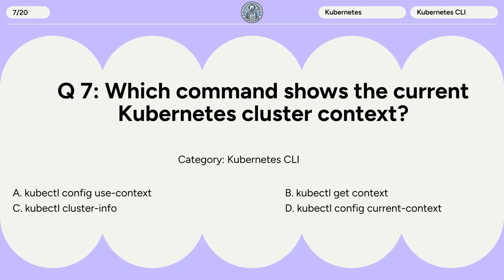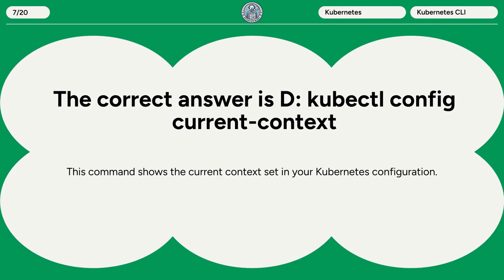Question 7. Which command shows the current Kubernetes cluster context? A. kubectl config use-context. B. kubectl get context. C. kubectl cluster-info. D. kubectl config current-context. The correct answer is D. kubectl config current-context. This command shows the current context set in your Kubernetes configuration.